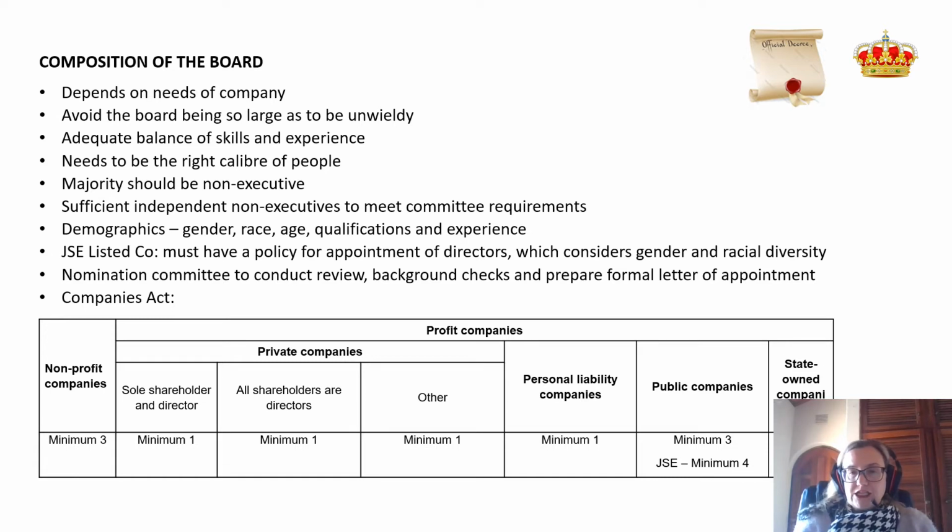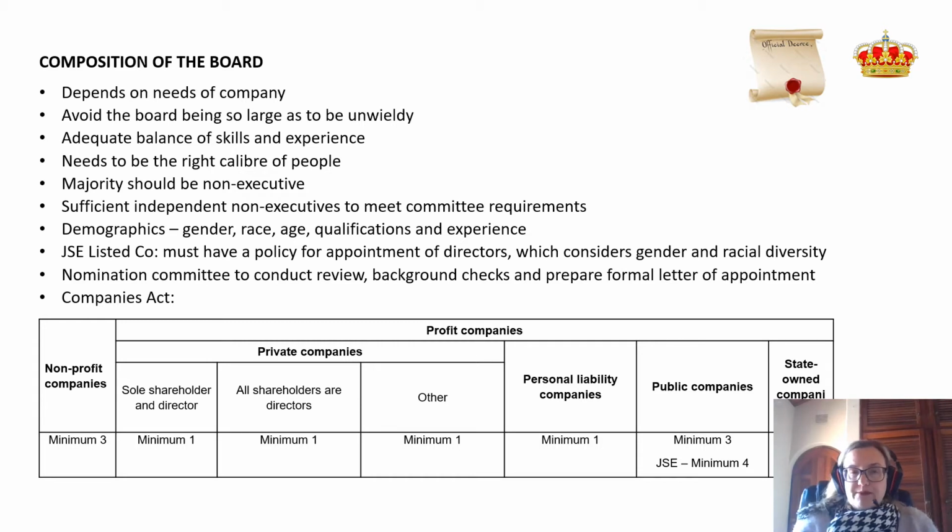In the next lecture, we're going to go through the committees in great detail, but I have gone through some of the requirements for each of the committees. So you should already know that there are committees which require only non-executive directors, and then the audit committee requires only independent non-executive directors. So you have to make sure that if you have a company that is required to have an audit committee, then you must at least have 3 independent non-executive directors.